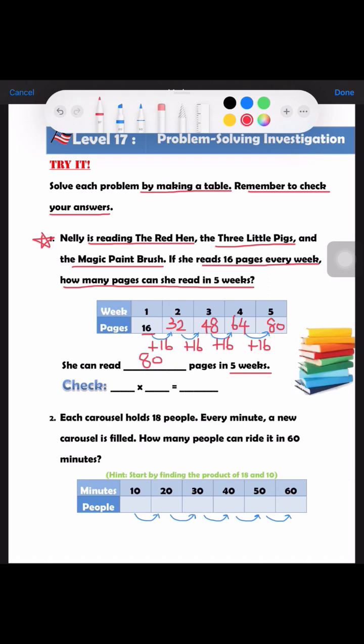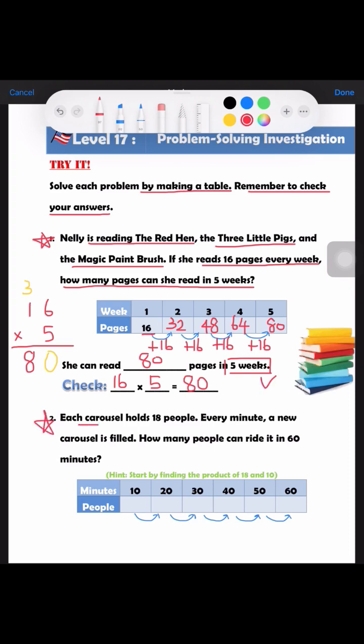Let's check the answer. She can read 16 pages every week. So in 5 weeks, that means times 5. 16 times 5. Okay, so calculate it in columns. 5 times 6 equals 30, so we need to regroup. And 5 times 1 ten equals 5 tens, and 5 tens plus 3 tens equals 8 tens. So the answer is 80. And this answer is the same as the answer we found by using the table. So the answer is correct.